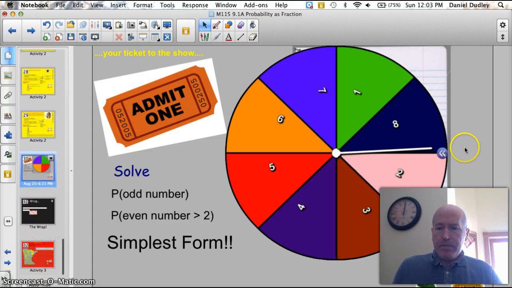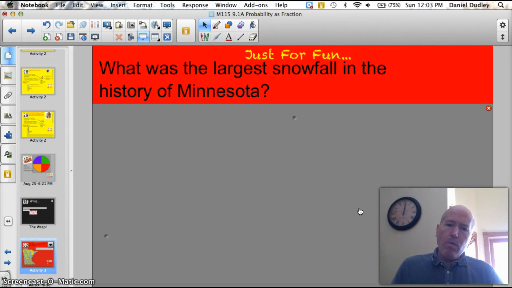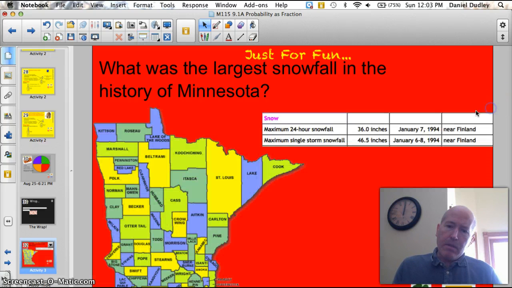Our ticket to the show. Our just for fun question. What was the largest snowfall in the history of Minnesota? Crazy. The maximum snowfall in one 24-hour period was 36 inches. This is on January 7th. This is up near Finland, Minnesota. It's up in this area here along the North Shore, north of Duluth, almost to Grand Marais.